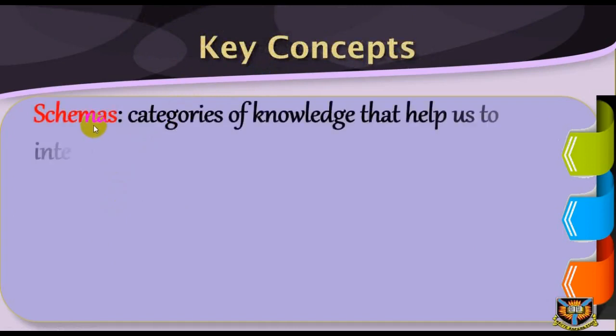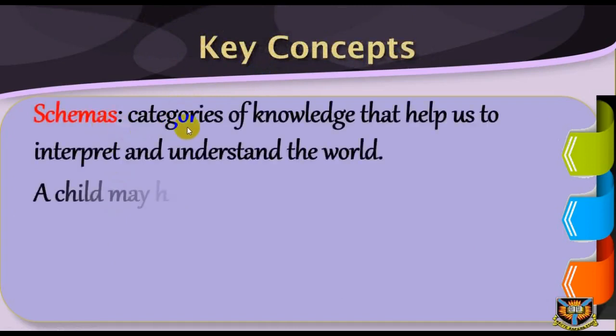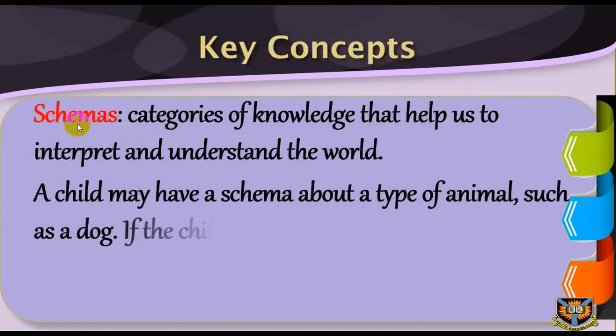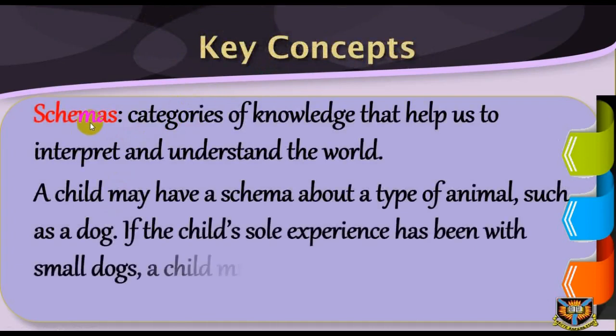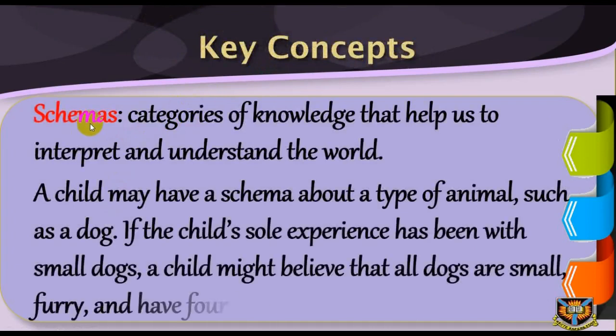Schemas. A schema describes both the mental and physical actions involved in understanding and knowing. Schemas are categories of knowledge that help us to interpret and understand the world. In Piaget's view, a schema includes both a category of knowledge and the process of obtaining that knowledge. As experiences happen, this new information is used to modify, add to, or change previously existing schemas.